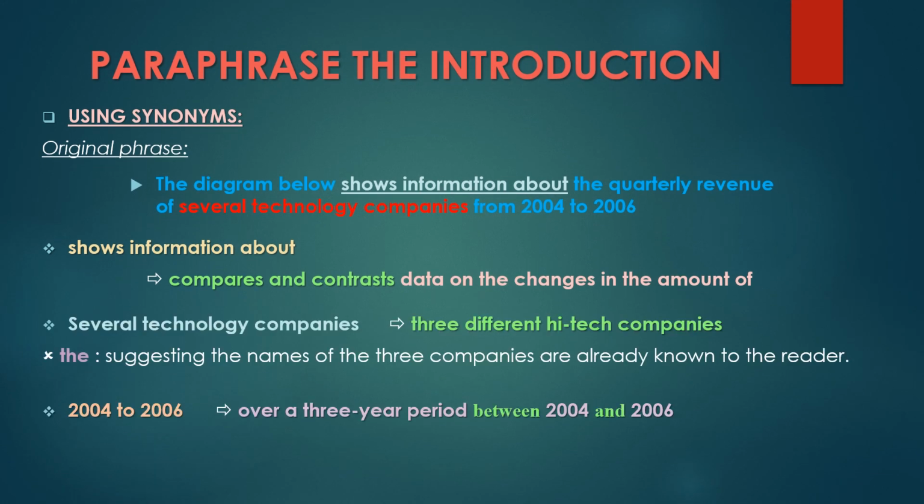The first technique of paraphrasing the introduction is using synonyms. Look at the original phrase, The diagram below shows information about the quarterly revenue of several technology companies from 2004 to 2006. First, shows information about means compares and contrasts data on the changes in the amount of. Next, several technology companies can be paraphrased as three different high-tech companies. Watch out, this suggests the names of the three companies are already known to the reader. Finally, 2004 to 2006 can be written as over a 3-year period between 2004 and 2006.